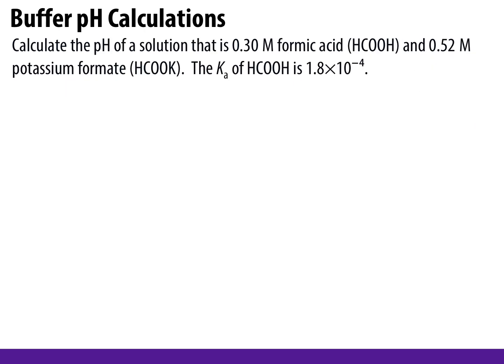Okay, here's our first example calculation. Calculate the pH of a solution made from 0.3 molar formic acid and 0.52 molar potassium formate. Here's the Ka of formic acid. You can do that either using the Henderson-Hasselbalch equation that we defined on the previous couple of slides, or using a normal ice table approach. I'll show both of those on the coming slides.